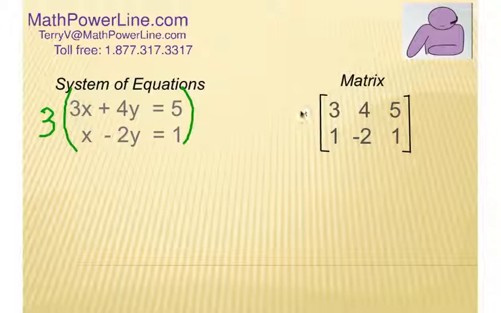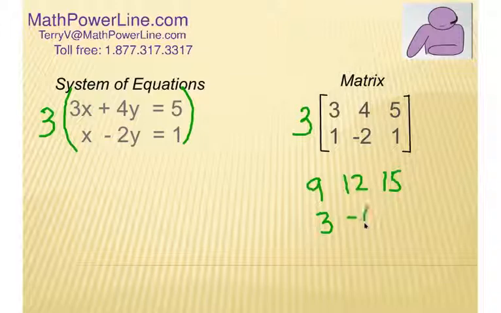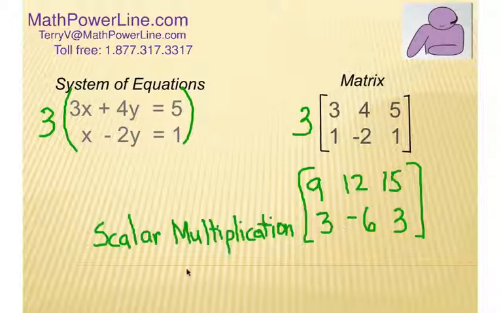Well, in matrix notation, it would look like this. We just put a 3 on the outside here of the matrix, and then, yes, as you might assume, we're going to multiply 3 times 3, 3 times 4, and 3 times 5, and make sure you put your answers in the same relative position. 3 times 1, 3 times negative 2, and 3 times 1. All right, so my answer to that scalar multiplication is a new matrix, same dimension. Now it's just like the distributive property. And this is called scalar multiplication.